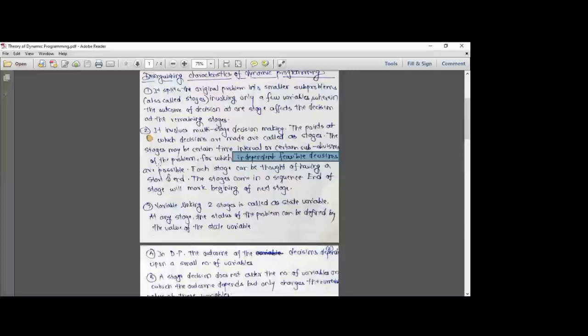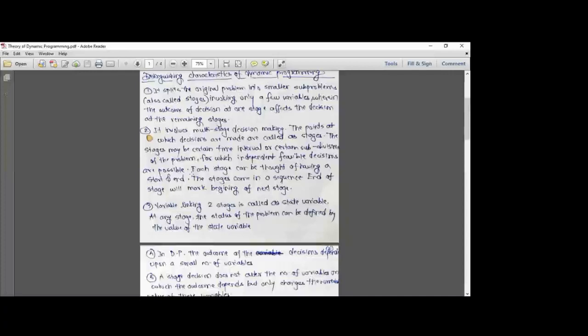At that particular subdivision, we are able to take independent feasible decisions, right? And that particular point is called a stage. Each stage can be thought of as having a start and an end. Every stage, and a project in totality, will have a start and end. But here, for every stage we can think of this as the start point and this as the end point for a particular stage.